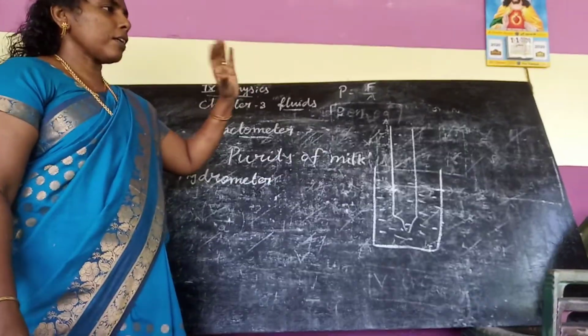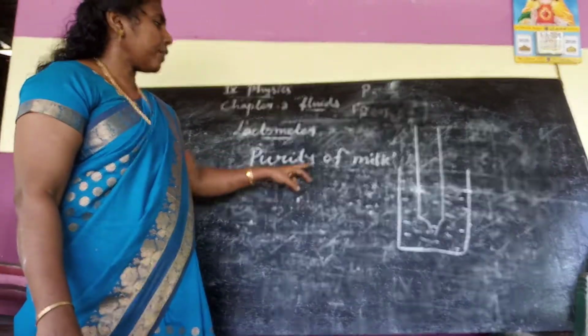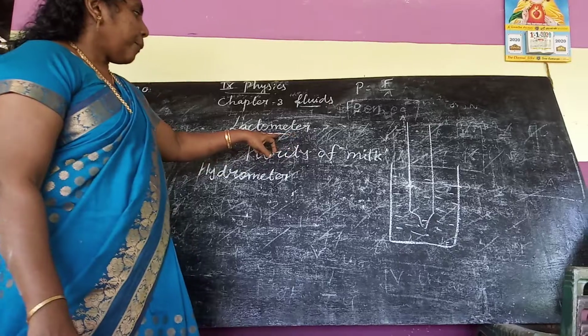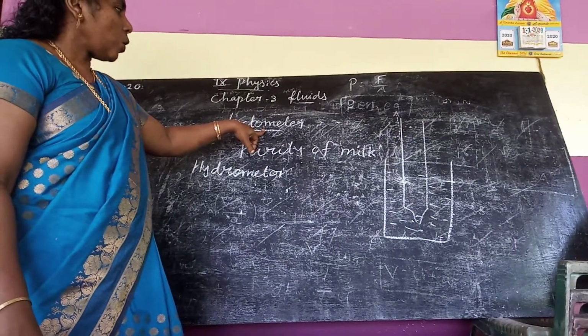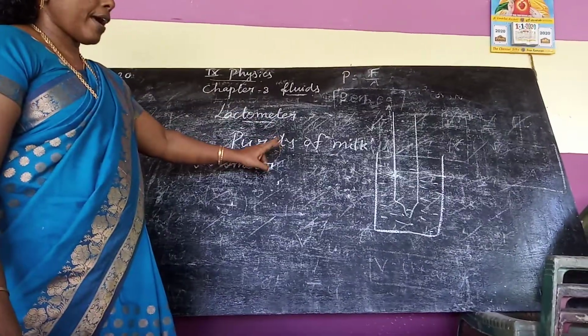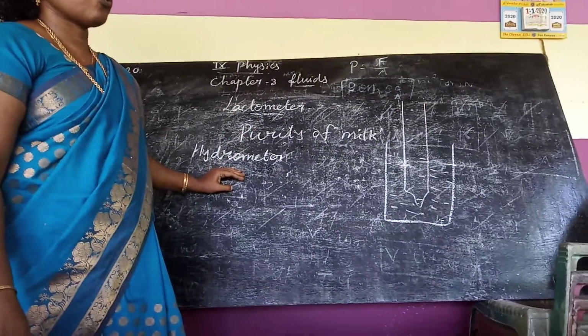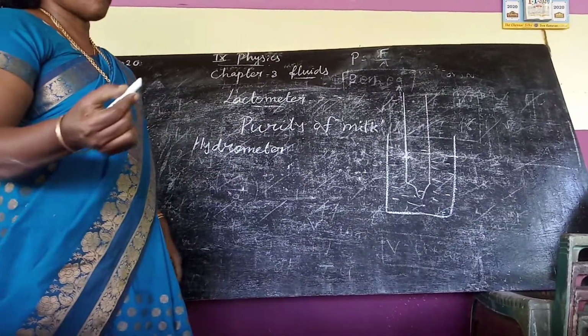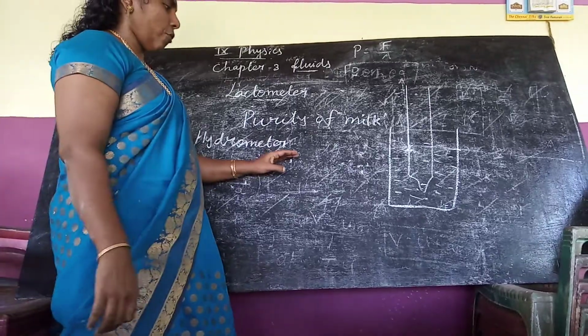So for the milk, how pure it is, how much water they have added, for that purity we can check by using this lactometer. Okay, so just to compare and study, what is the use of lactometer? To find the purity of milk. So what is the use of hydrometer? To find the relative density or density of a liquid.